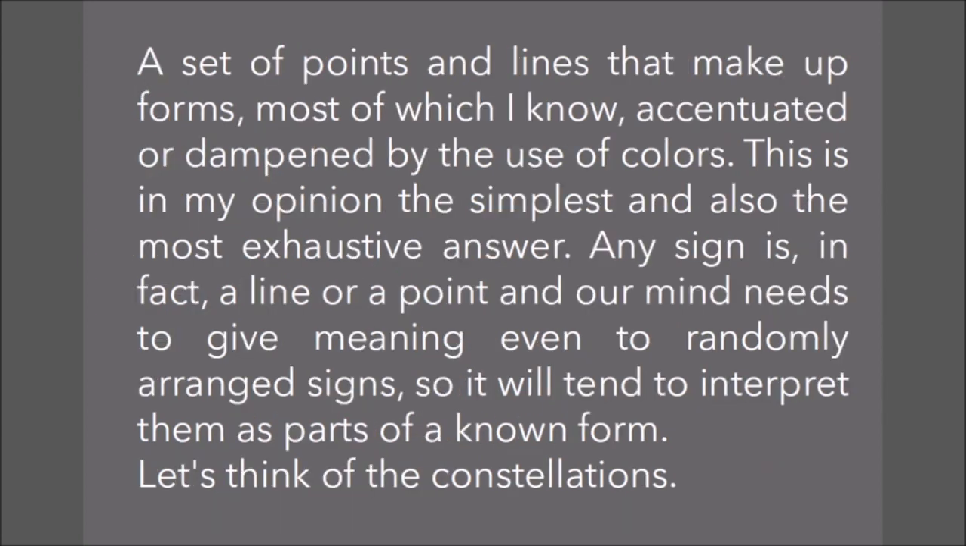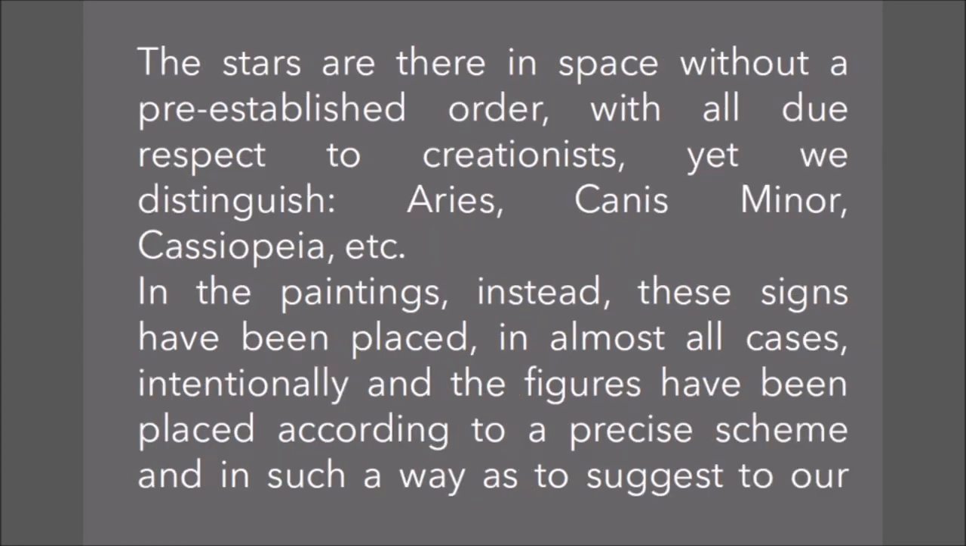A set of points and lines that make type forms, most of which I know, accentuated or dampened by the use of colors. This is, in my opinion, the simplest and also the most exhaustive answer. Any sign is, in fact, a line or a point, and our mind needs to give meaning even to randomly arranged signs, so it will tend to interpret them as parts of a known form. Let's think of the constellations. The stars are there in space, without a pre-established order, with all due respect to creationists. Yet we distinguish Aries, Canis Minor, Cassiopeia, etc.